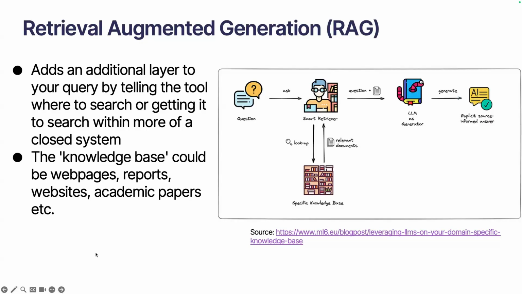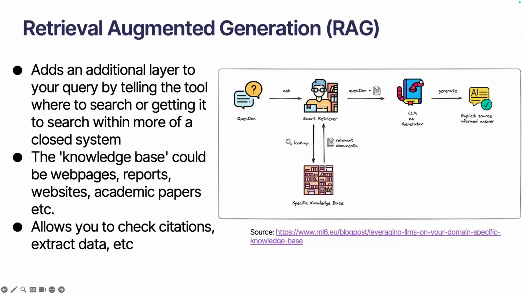So this predetermined set of materials, or knowledge base, can be anything. It can be reports, it can be web pages, academic papers, whatever. And then what happens is you put in your prompt and it goes to this knowledge base to answer the question. And then it uses this large language model to interpret and provide an output for you.